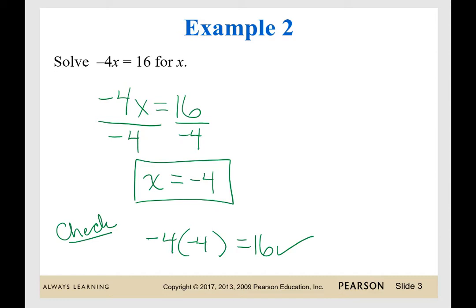So the multiplication property of equality just says that if you multiply or divide the left by a number, you must also multiply or divide the right by that same number.